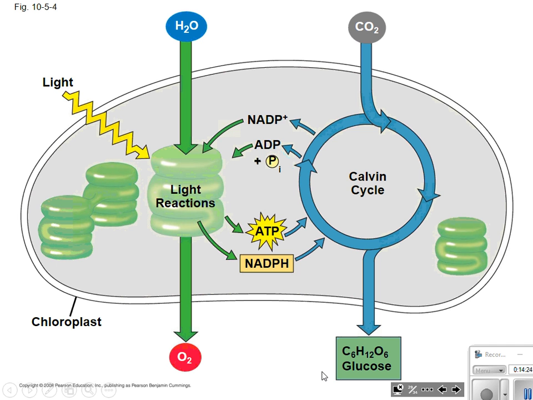So this is a fabulous picture, ladies and gentlemen. This is a fabulous picture to help you remember the light reaction occurring where? Light reactions occur in the chloroplast, specifically what part of the chloroplast? The thylakoids. The dark reaction occurs in the stroma.